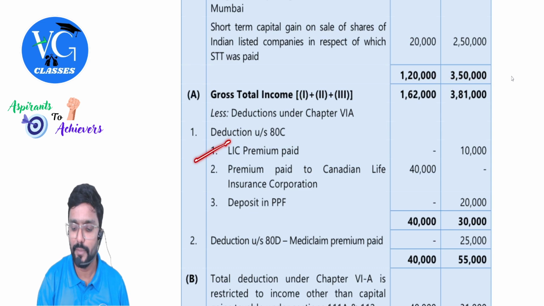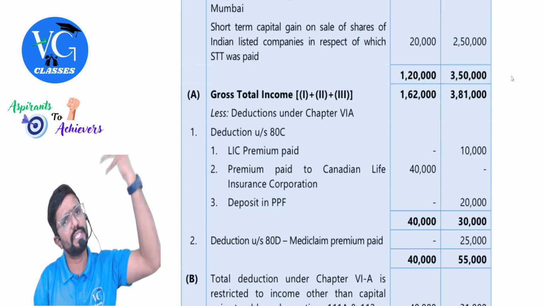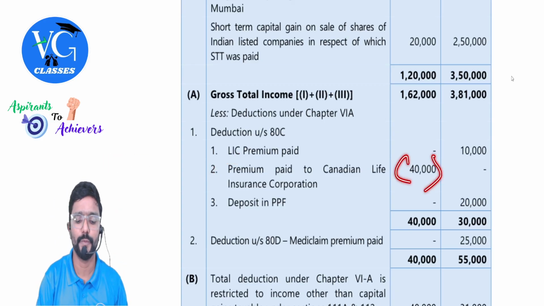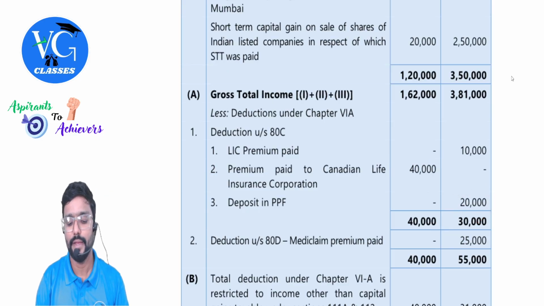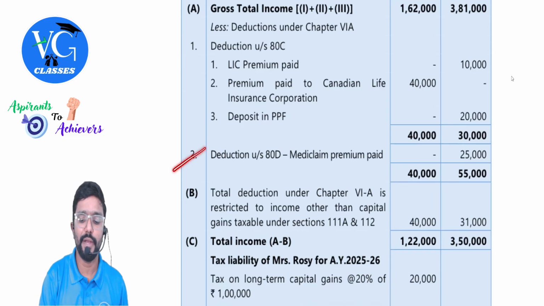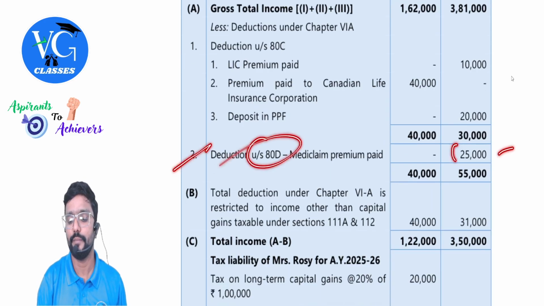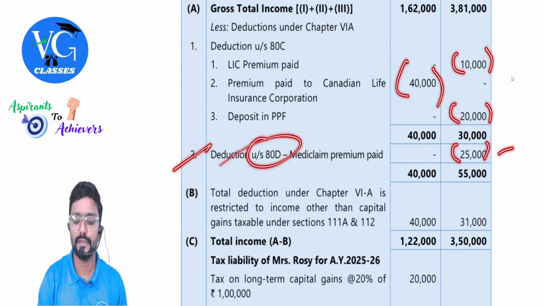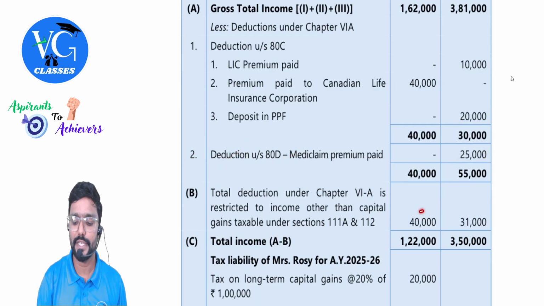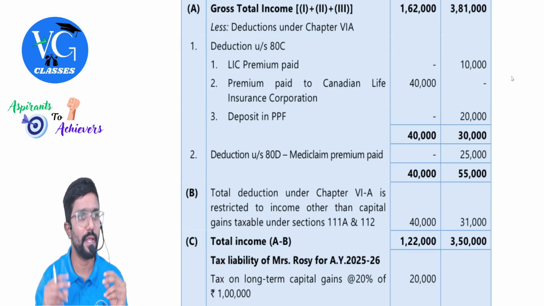Deductions. For LIC premium paid, she can claim deduction. For premium paid to Canadian Life Insurance Corporation, is deduction allowed? Yes, in India allowed. Deposit in PPF, deduction allowed, 80C. Then medical insurance premium paid, 80D deduction, 25. Better put all this in brackets, guys. Okay, sir. So total deduction is 40 and 31. Important. Listen here.